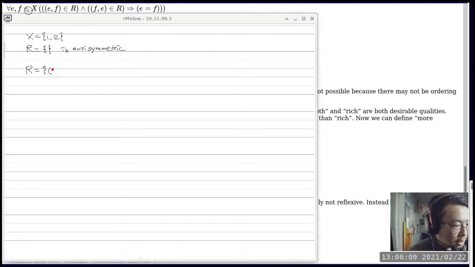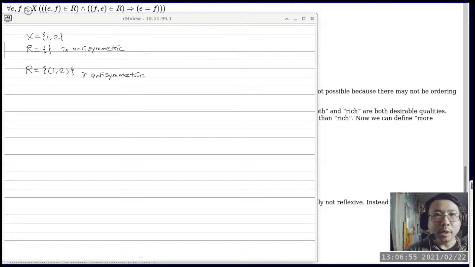So in this R we got (1, 2) in it. That's it. Okay, just (1, 2). So now the question is, is this anti-symmetric? What do you think? The answer is it is anti-symmetric. Yep. So Jack is the right answer as well.